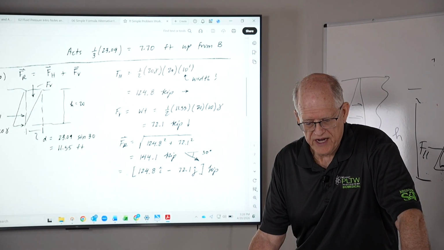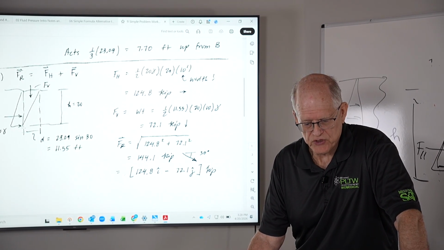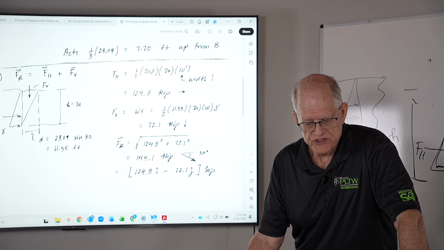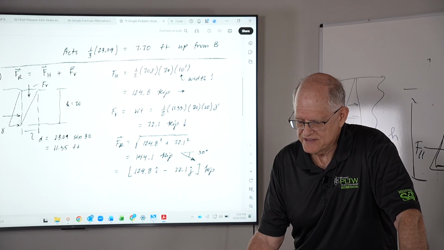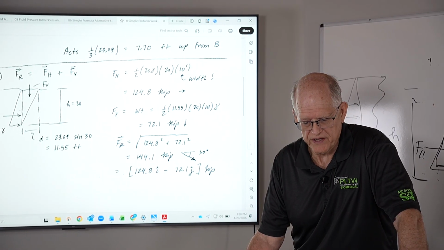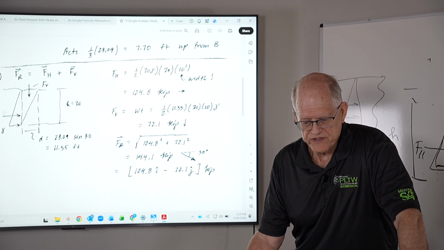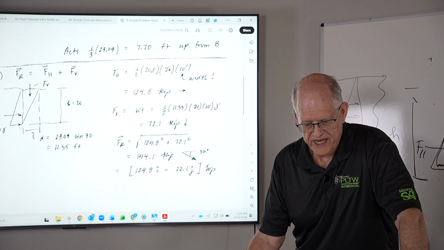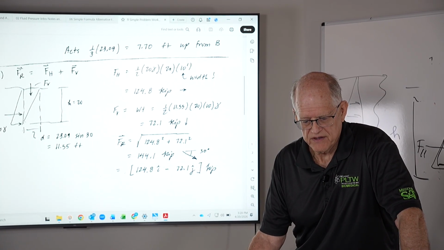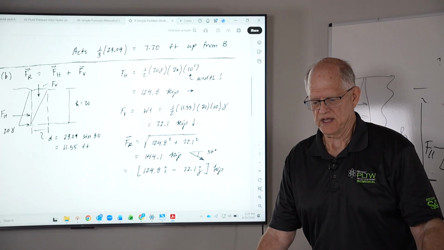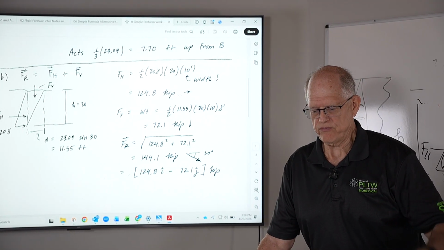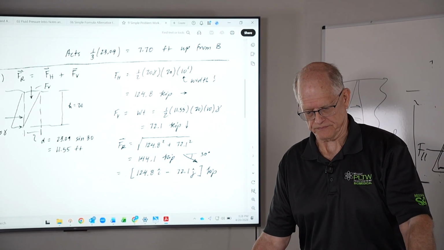So for the horizontal, 20 gamma is still the pressure here, but now the length is 20 because it's this vertical guy. It's not the 23.09, it's 20. And so the horizontal is 1/2, 20 gamma times 20 high times 10 foot into the board. So the horizontal is 124.8 kip this way.